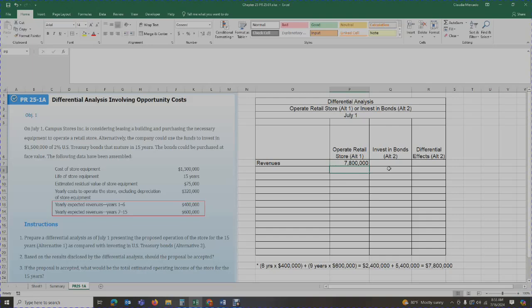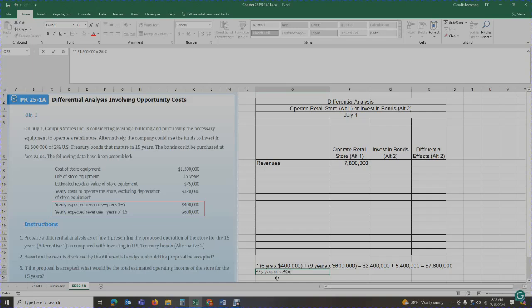Now, let's figure out how much revenue I'm going to get if I invest in my bonds, okay? So let's do that one right there. Now for the bonds, the information is provided to you here. We are wanting to invest $1.5 million in 2% Treasury bonds maturing in 15 years. So we are going to get paid 2%. How much bonds are we buying? We're buying $1.5 million times 2%.